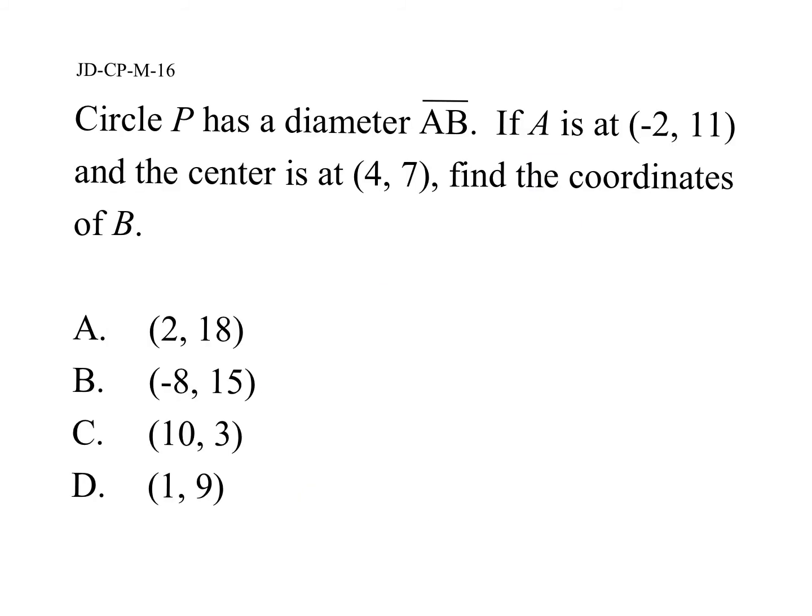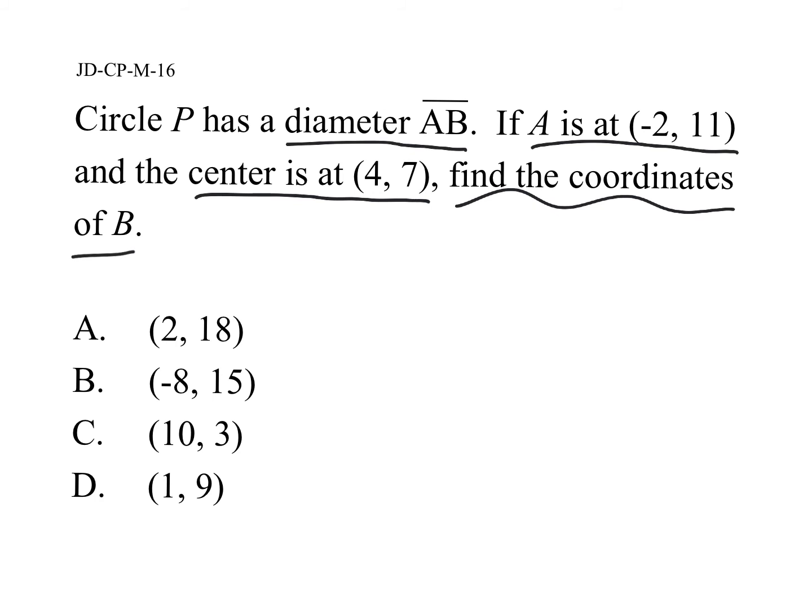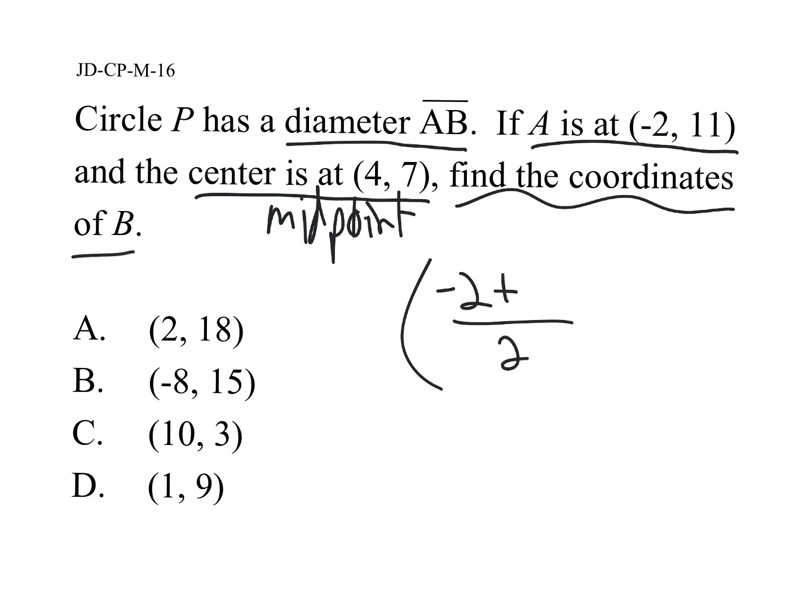Number 16, we have a circle with diameter AB. So A is at (-2, 11), and the center is at (4, 7). Find the coordinates of B. So basically then the center is just the midpoint. So, you could try these out and see, if this is the midpoint, what gives us that midpoint. So negative 2, we're going to add and divide by 2.